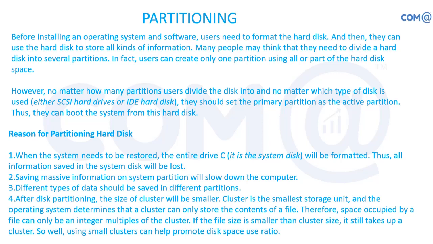The next thing is that saving massive information on the system partition will slow down the computer. The C drive, we have to dedicatedly give it for storing the operating system related files. If I store multiple data, then the read and write will become slow. That's the reason we don't want to go for higher capacity partitions. I can have 100 GB as one partition, or even 1 TB as one partition.